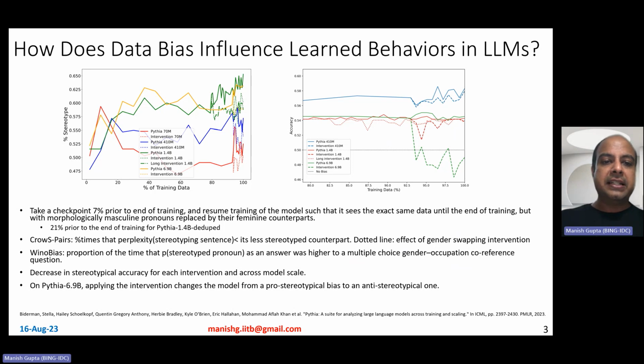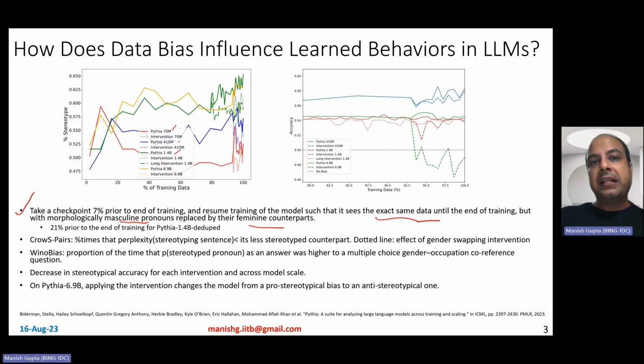So the idea was that they have several checkpoints: 70 million checkpoint, 410 million checkpoint, 1.4 billion checkpoint, and so on, several sizes. They take a checkpoint, and 7% prior to the end of the training, they resume the training of the model with the bias handled. How do they handle the bias? Well, 7% prior to the end of the training, they further resume the training and pre-train the model in the same way as was done in the original model. They are going to use the exact same data, except that they replace the masculine pronouns with feminine pronouns.